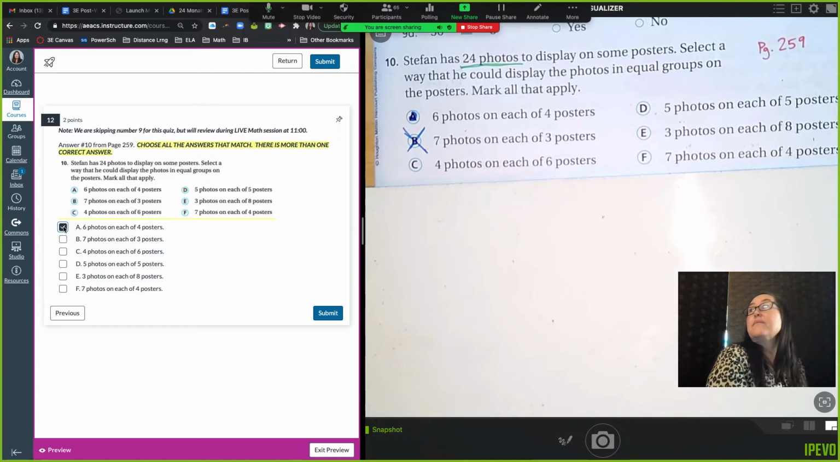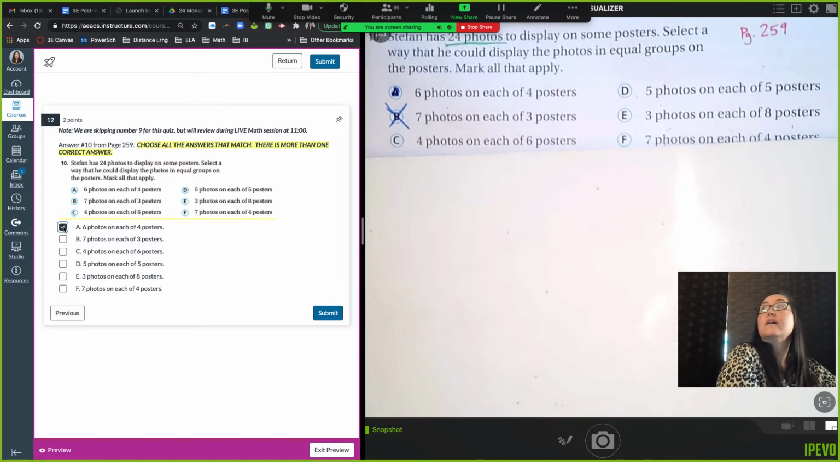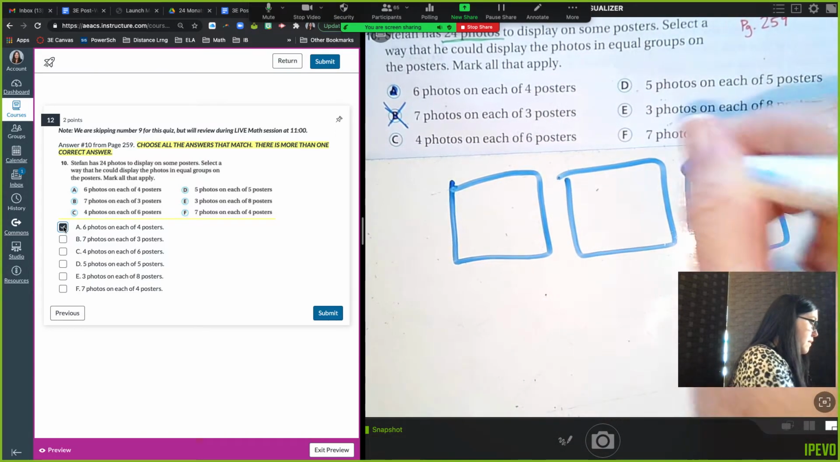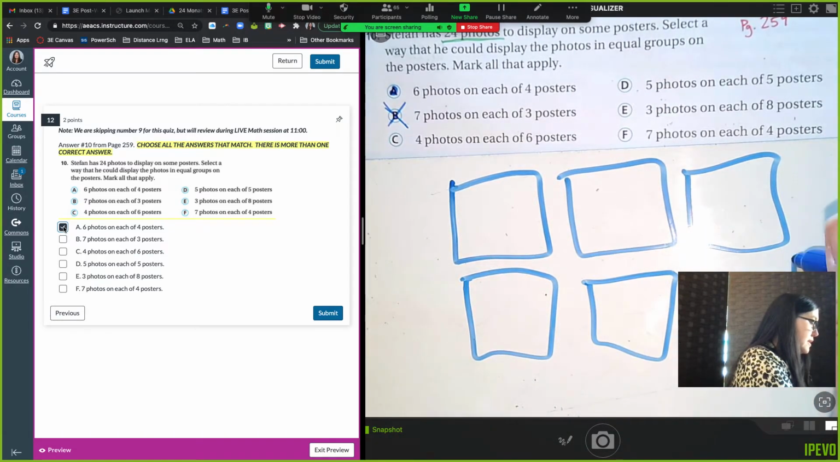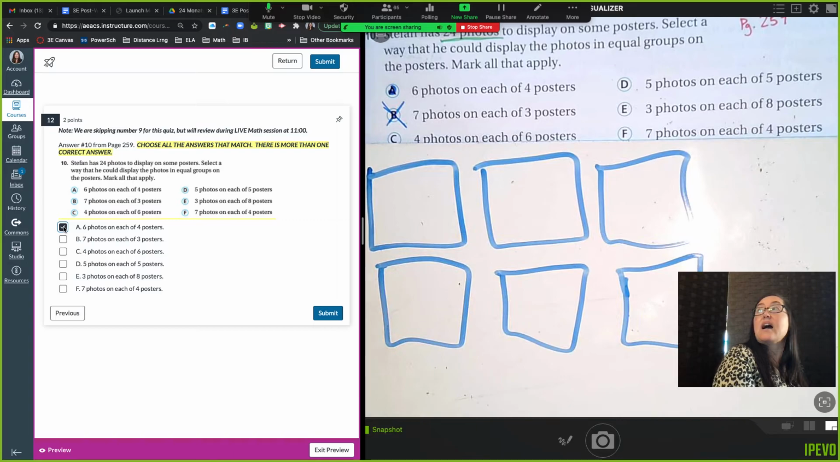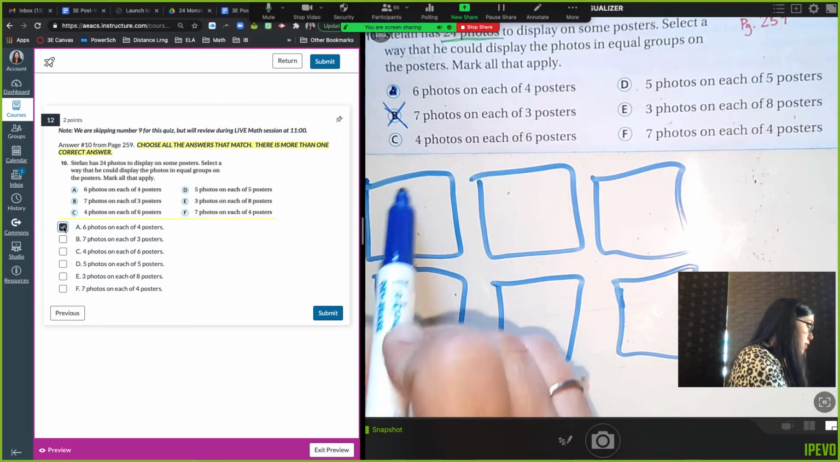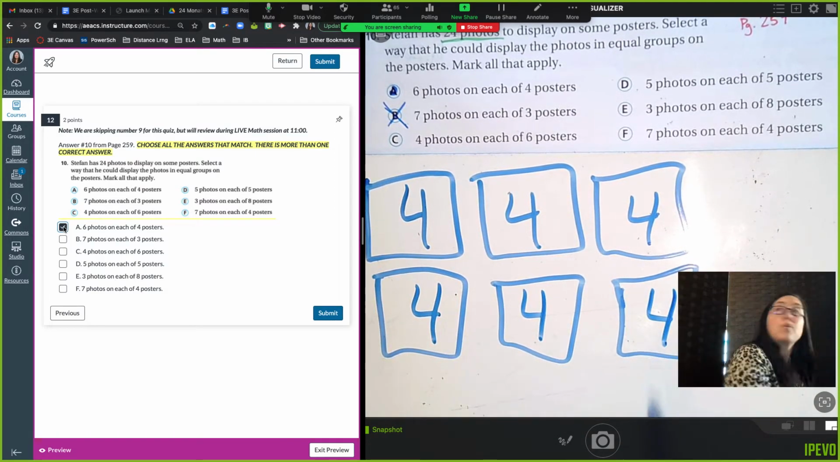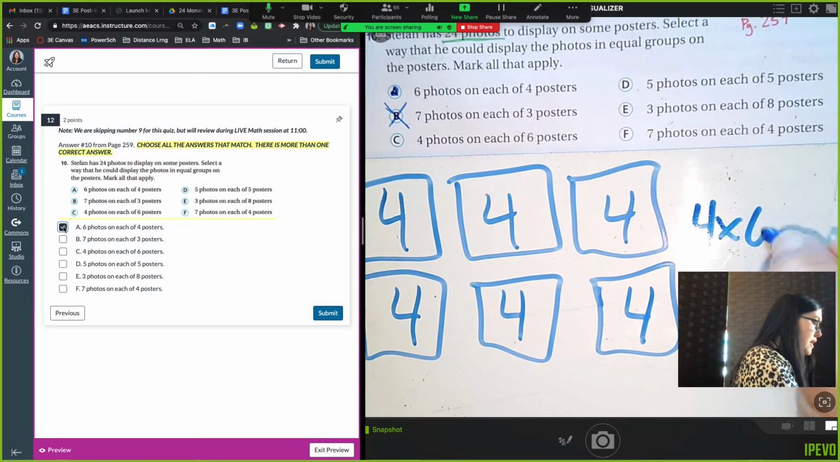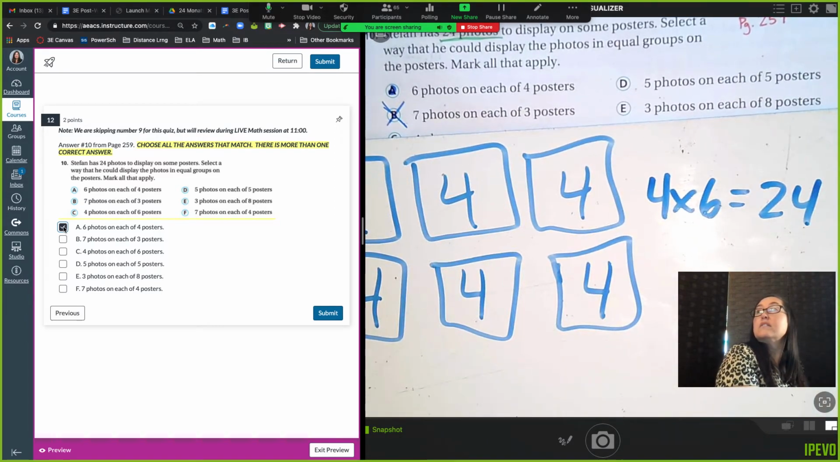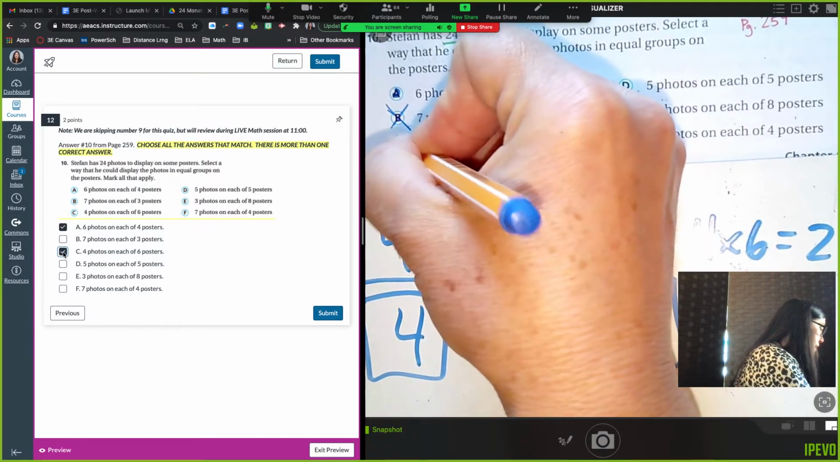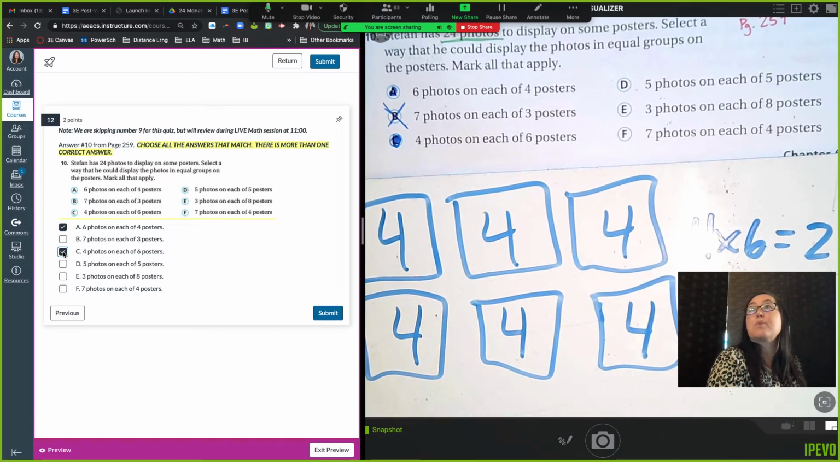Now let's look at C. If he has 4 photos on each of 6 posters. So he's got 6 posters. I'm going to draw out my 6 posters so I can see my equal groups. And he's got 4 photos on each. 4, 8, 12, 16, 20, 24. Oh yeah, 4 times 6 equals 24. So C is working. C is an option, right? He could select to put 4 photos on each of 6 posters.